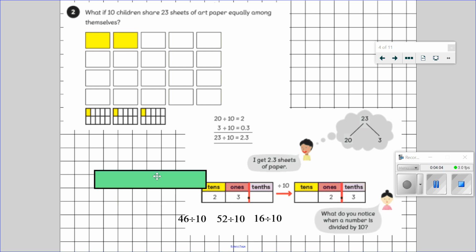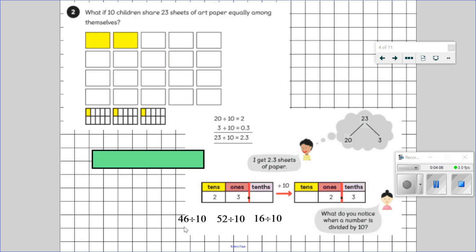Give it a try. What is 46 divided by 10? 52 divided by 10? Or 16 divided by 10? Have a go and see what you notice.